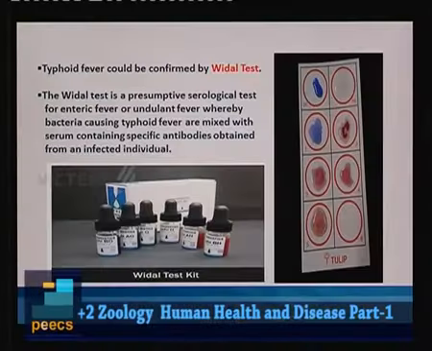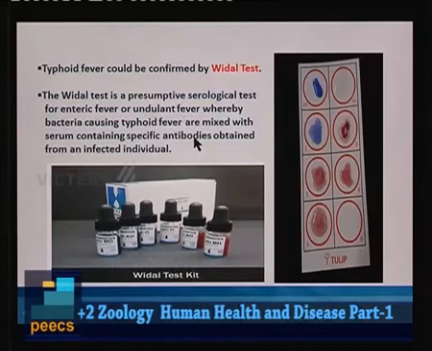Typhoid can be confirmed by Widal test. So, the disease can be diagnosed by a test called Widal test. Widal test here, it is a serological test and it is usually done for diagnosing enteric fever or undulent fever, and here the method is the typhoid fever bacterial cells, they are mixed with the serum which is available in the form of a kit here, and this kit will contain specific antibodies that are in a Widal test.